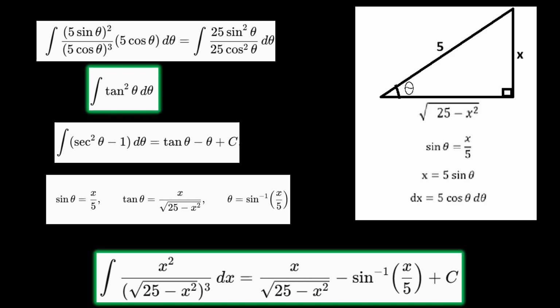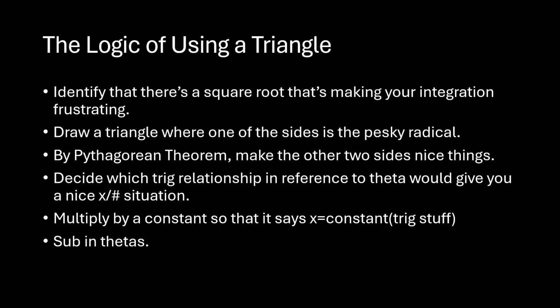And whenever I see just a regular theta with no trig attached to it, well, we know how to use an arcsine. So that means that this whole nasty business ended up being x over the square root of 25 minus x squared minus the inverse sine of x over 5 plus c. Therefore, if you have a square root with a sum or difference inside of it, and it's making your integral very difficult, maybe a little Pythagorean theorem might help you out.